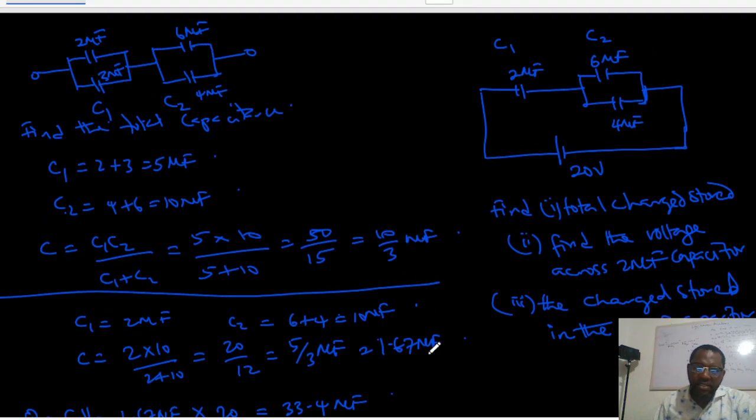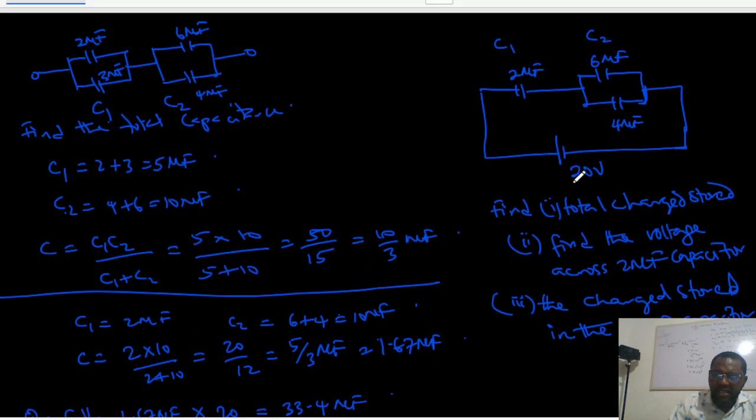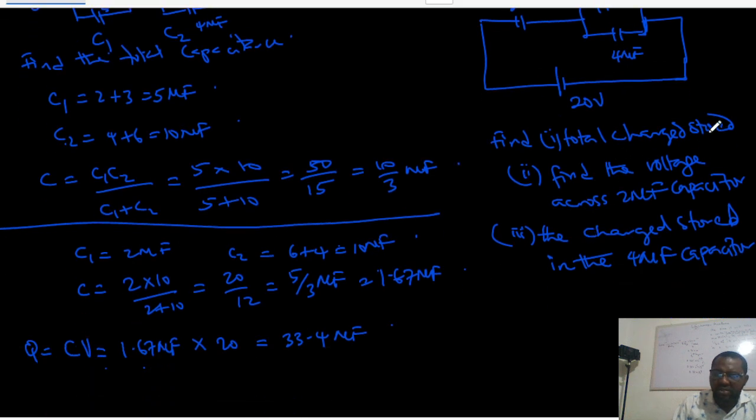Now, I'd like to say something here. This charge is the charge supplied by this. So that's the same charge here. The total charge is the same charge here, Q. And it is the same charge in this parallel combination, but different for these two. I have found the first one, which is the total charge stored.